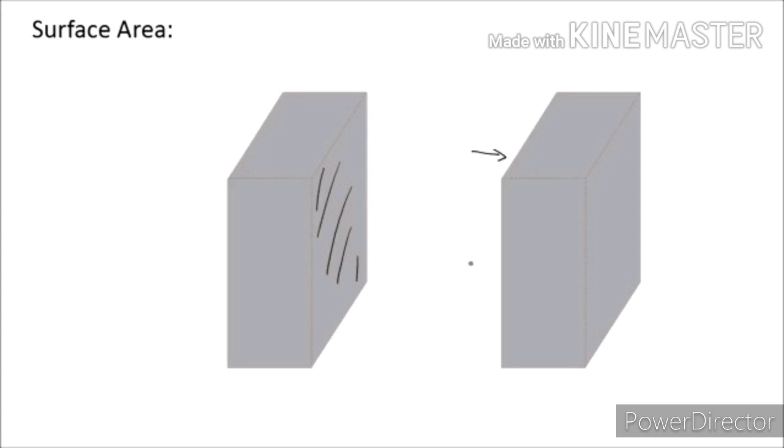I haven't added any material and I haven't taken away any material, but I have increased the surface area by cutting this cube in half, because I have been able to expose more of the surface of this material, and the more exposed surface area you have, the more likely a collision can happen, because now there are more places for a collision to happen. There is a whole surface here where things can collide with it.